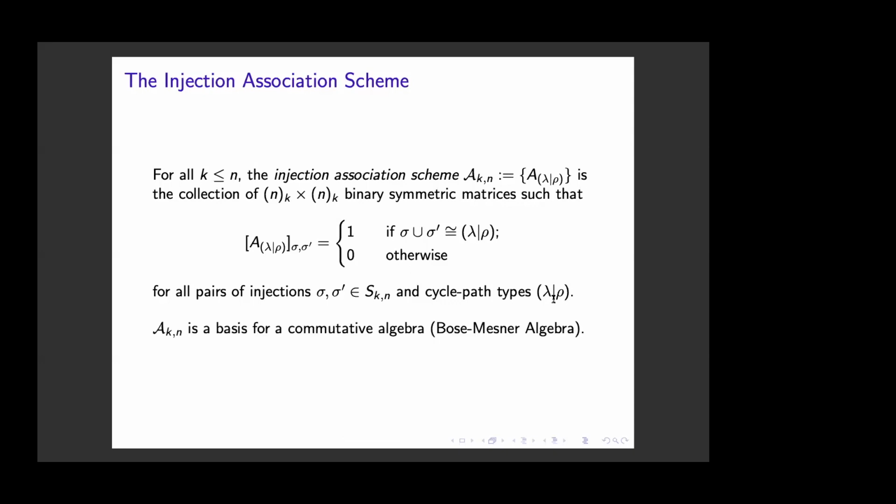As I said before, this is a basis for a commutative algebra. In statistics and coding theory, this is often called the Bose-Mesner algebra. If you prefer, this is a Hecke algebra, where my double cosets are given by my big group S_k cross S_n and my small group, which is the stabilizer of E.